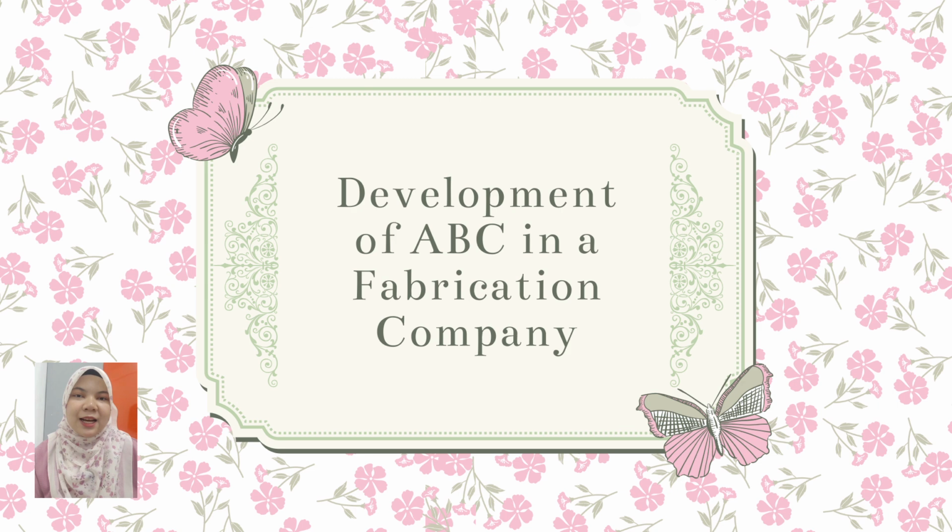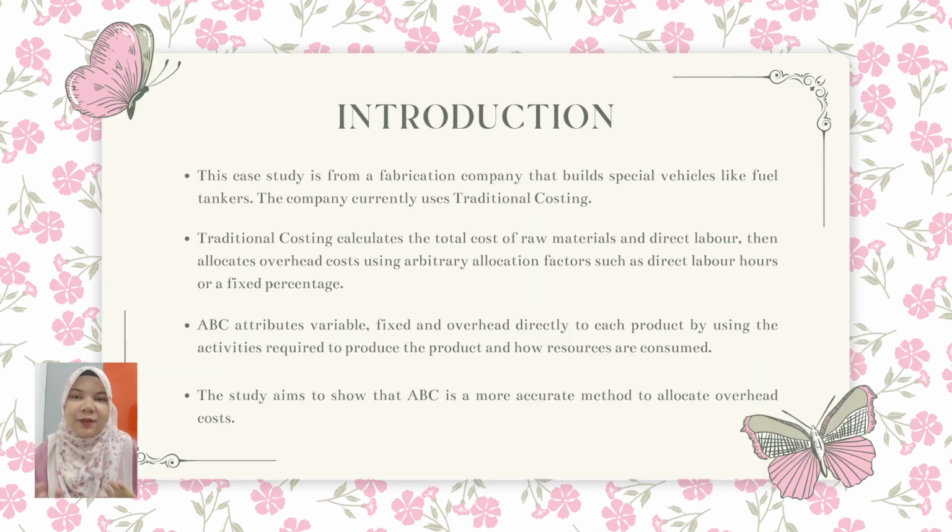Good day everyone. Today I will present a case study about a fabrication company that builds special vehicles like fuel tankers. This company is using traditional costing now. Traditional costing is simple. It calculates the total cost by adding raw material and direct labor and then adds overhead using a simple method like a fixed percentage. However, activity-based costing or ABC is different. It assigns costs more accurately by looking at the activities and resources used. This study shows that ABC is a better method to allocate overhead costs.